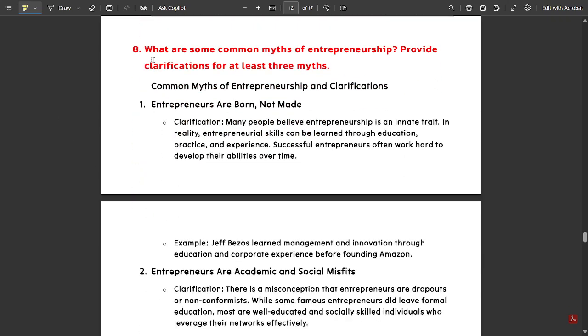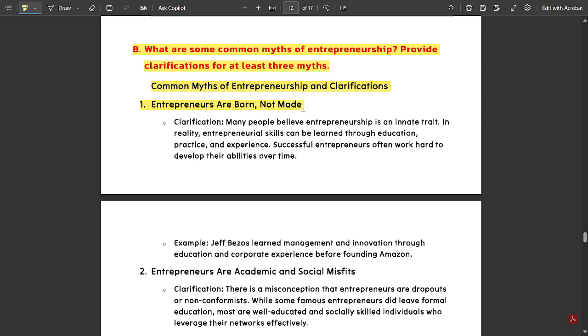So, next question: what are the common myths of entrepreneurship? And provide the classification for at least three myths. Okay, this is again a very important question. Common myths or superstitions of entrepreneurship.